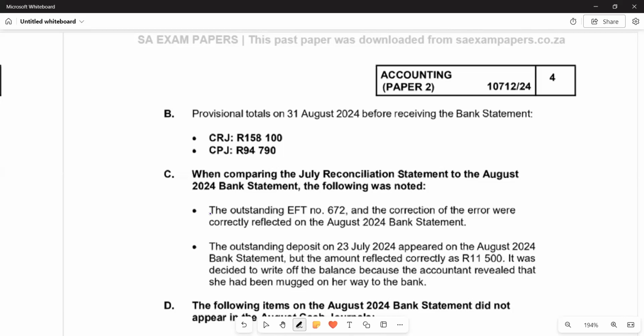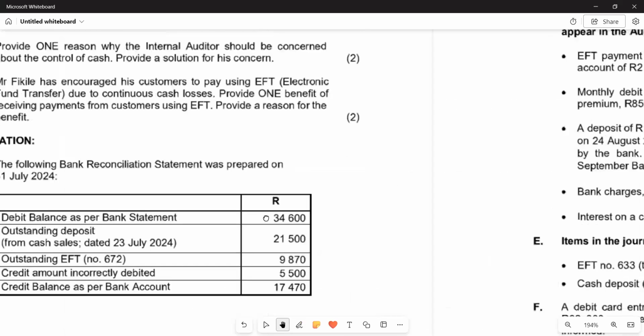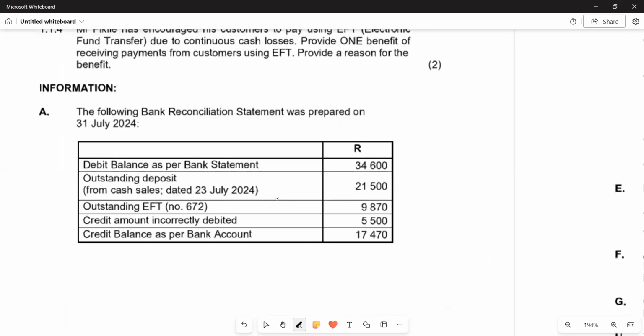So we go to the next point. The outstanding deposit of 23 July 2024 appeared on the August 2024 bank statement, but the amount reflected correctly is 11,500. It was decided to write off the balance because the accountant revealed that she had been mugged on her way to the bank. So what does it mean? It means our journals are wrong, but the bank statement is correct with the amount of 11,500. So let's see about that outstanding deposit of 23 July 2024 on the previous bank reconciliation. So 23 July is here.